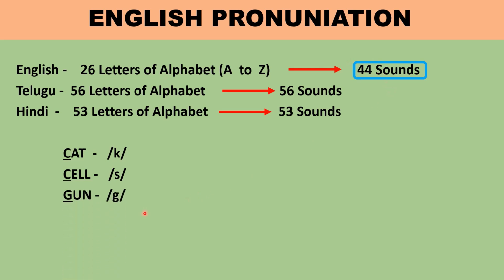Another example, if you take GUN, gun. Here the letter G is making the sound of G, gun. Then in the word GIRAFFE, giraffe, G is making the sound of J. So the same letter is giving rise to different sounds. So this unique feature makes the English language a very different and a very complex kind of language to be understood and to be learned, students.